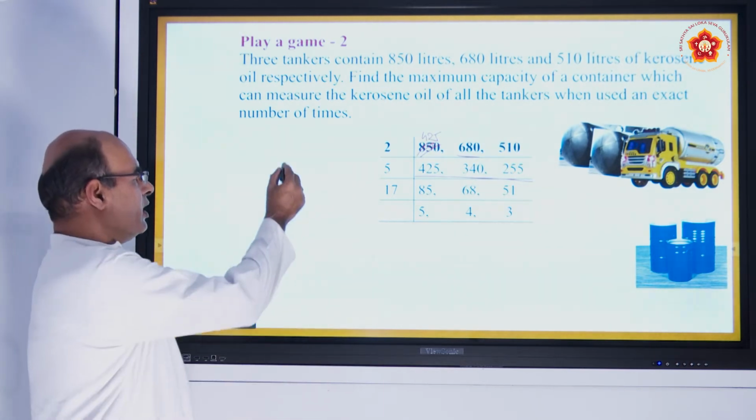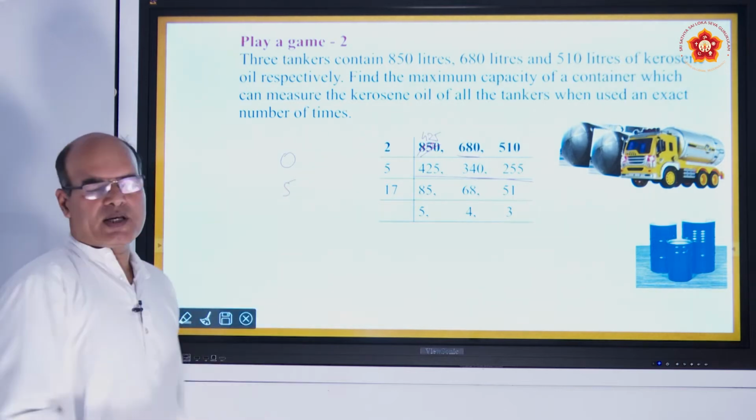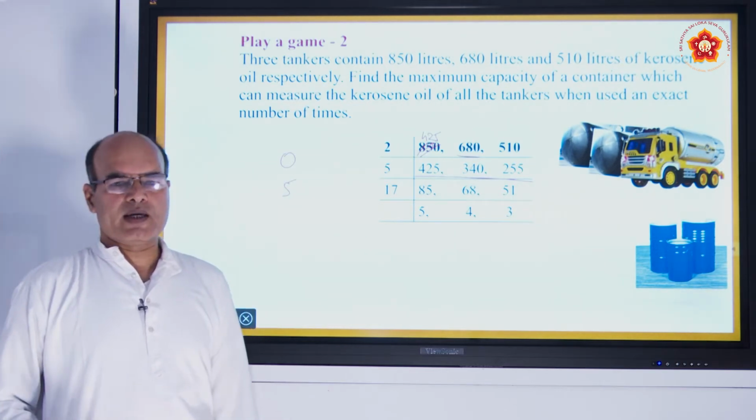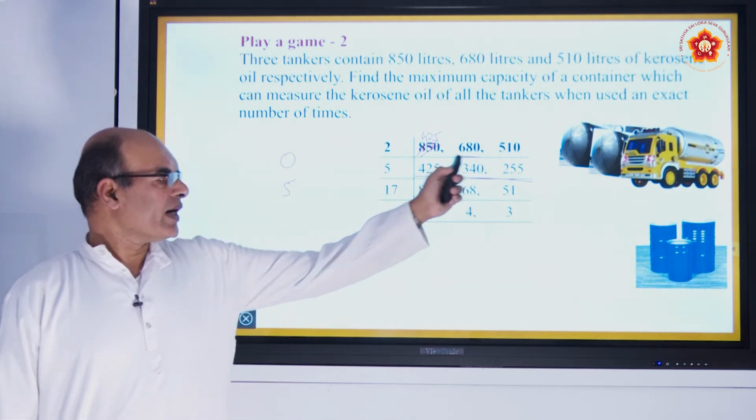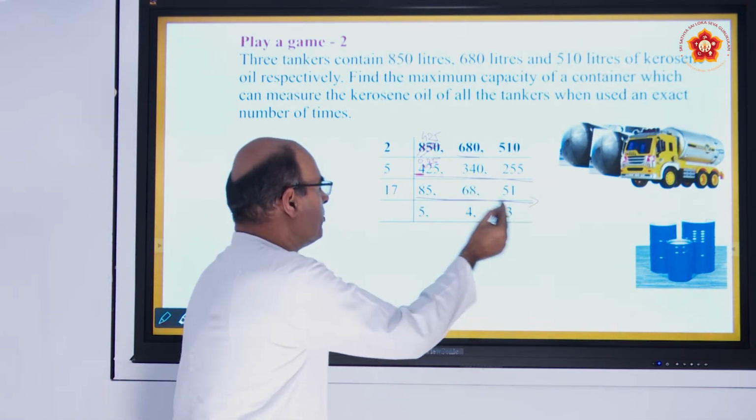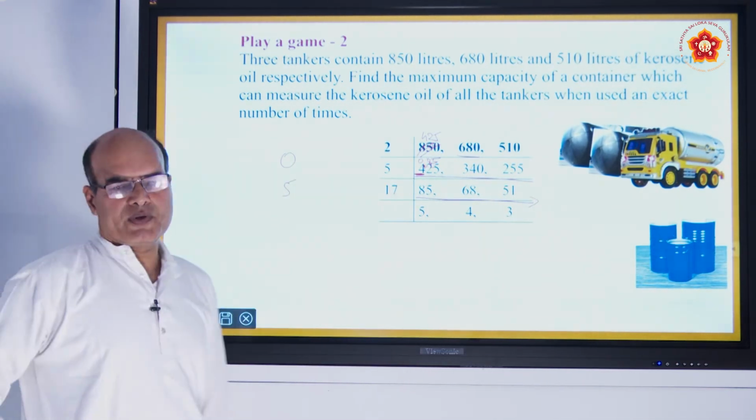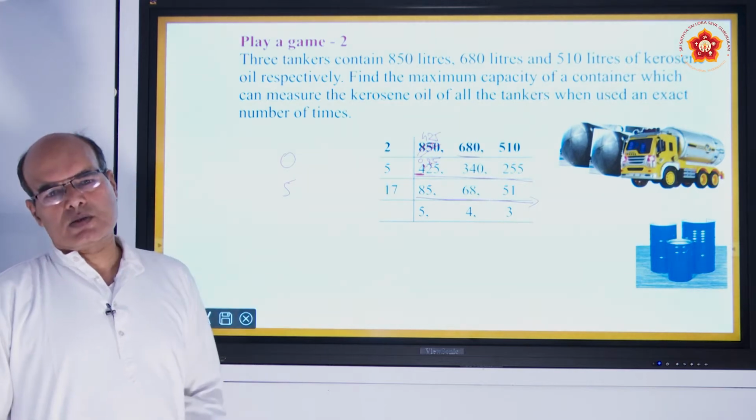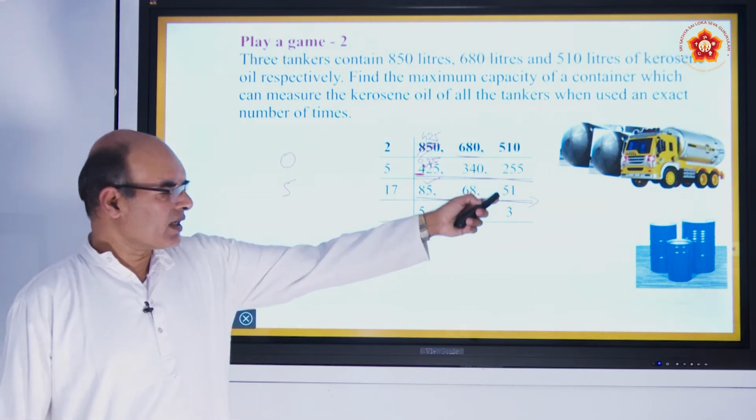So, you know that if a number has 0 or 5 in the unit place, those numbers are divisible by 5. Take 5 and divide all these numbers. Now, these numbers are neither divisible by 2 nor divisible by 5. They are not divisible by 3 also. So, all these numbers 85, 68 and 51.